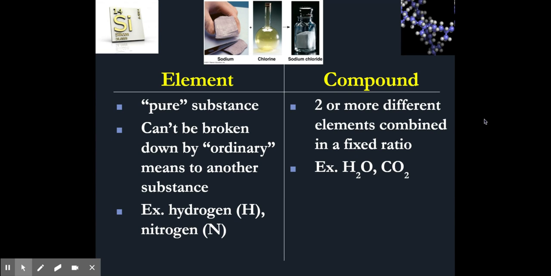Other things that we want to differentiate here are elements versus compounds. Elements, you may recall from chemistry course, are pure substances. They cannot be broken down by ordinary means into any other substances, in part because they are purely one element, thus the title of elements. Whereas on the flip side, compounds are made up of two or more different elements combined together in fixed ratios. Some examples would be H2O and CO2, versus our elements, just H for hydrogen gas and just N for nitrogen gas. So we have elements versus compounds.